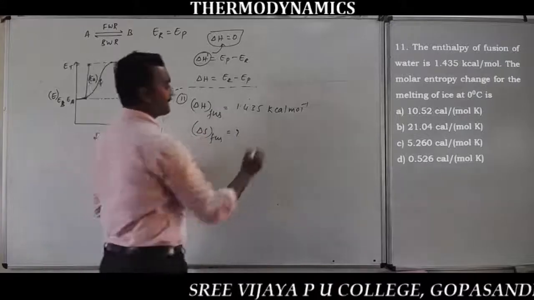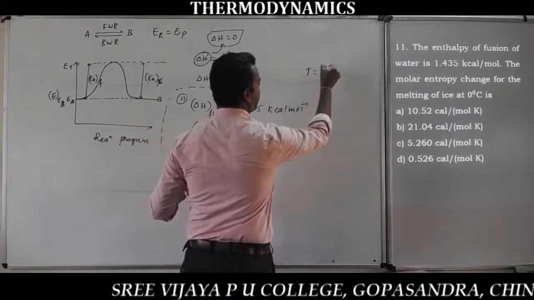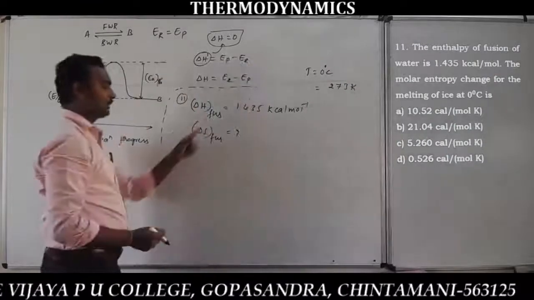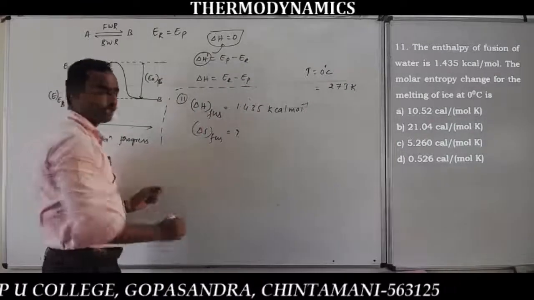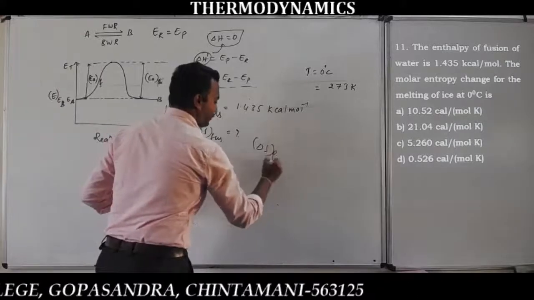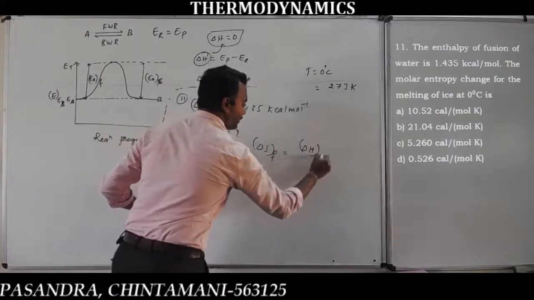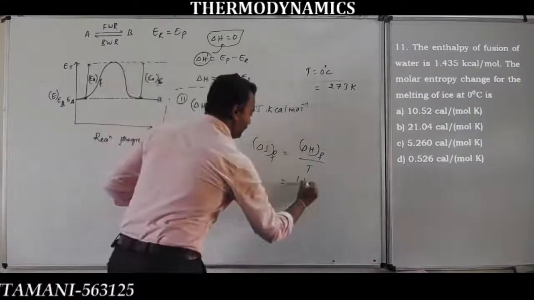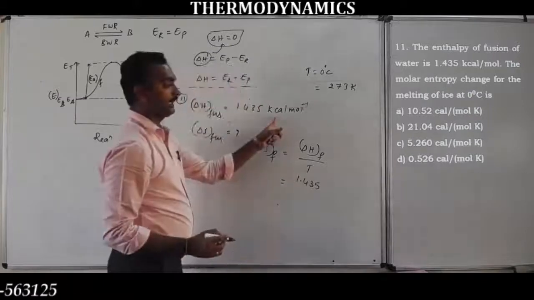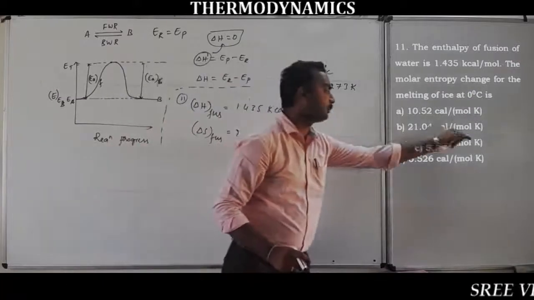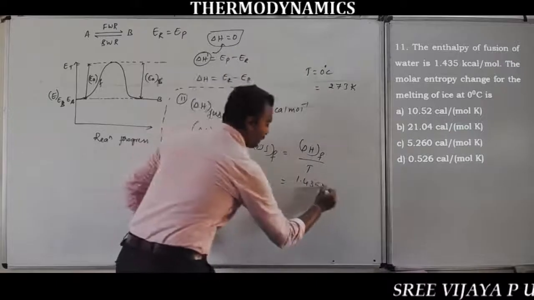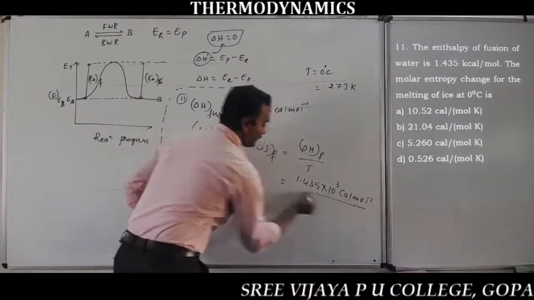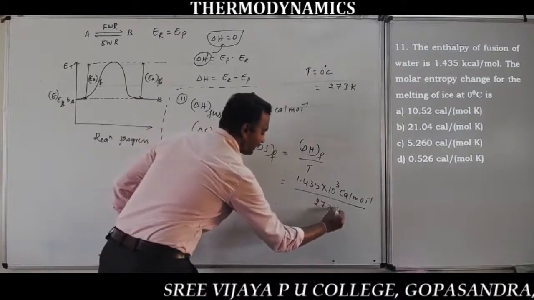So 0 degrees Celsius means temperature is equal to 0 degrees Celsius, nothing but 273 Kelvin. So this is the equation: delta S fusion is equal to delta H fusion divided by temperature. Delta H fusion is given as 1.435 kilocalorie per mole. But the answer is in calorie per mole per Kelvin, so convert kilo into 10⁻³ calorie per mole, divided by temperature 273 Kelvin.